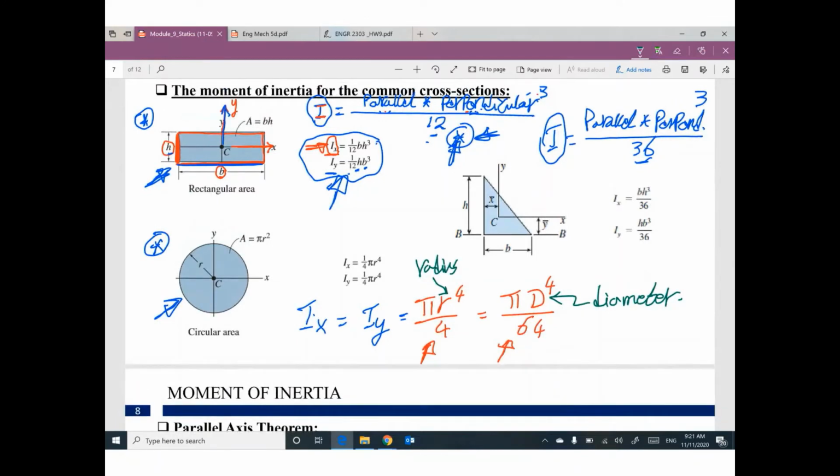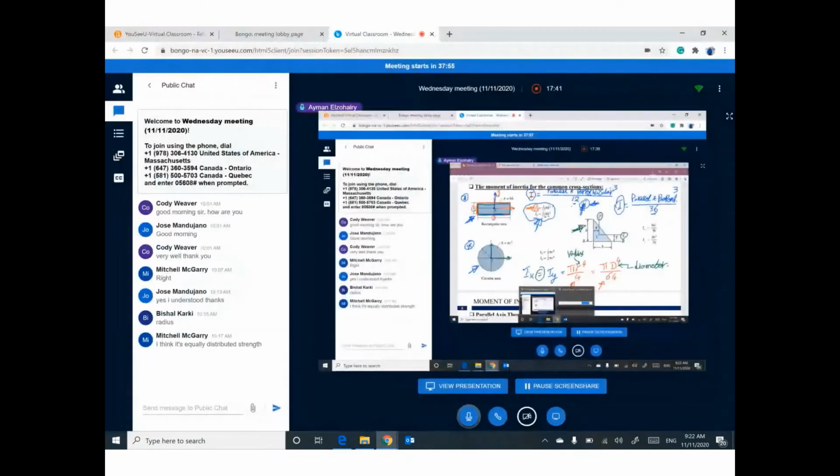If you have a rectangular shape, moment of inertia about X or about Y, parallel times perpendicular cube over 12. If you have a right angle triangle and we need to figure out Ix or Iy, parallel times perpendicular cube over 36. If you have a circle and you are looking for Ix and Iy, both of them are equal. Ix equals Iy. There is no difference. If you would like to use radius, pi times radius to power 4 divided by 4. If you would like to use diameter, pi times diameter to power 4 divided by 64. Any questions so far?